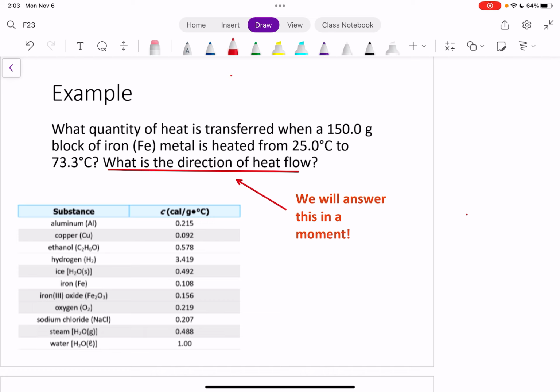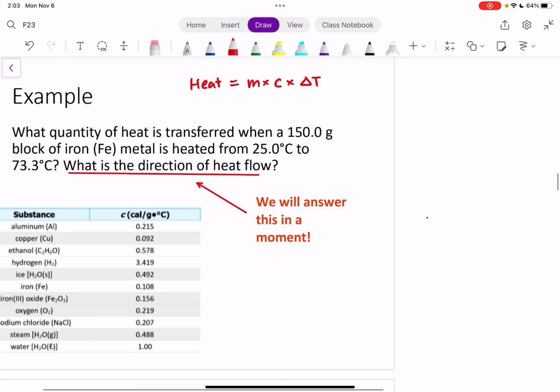All right, so I know I'm going to need my heat equals m times c times delta t equation. I'm just going to note that up there. We're looking for heat, right? It says what quantity of heat is transferred, so that's what we're solving for. I'm going to copy out the left side of the equation. And then what's my mass here? My mass is 150.0 grams. I'm going to highlight these and color code them a little bit.